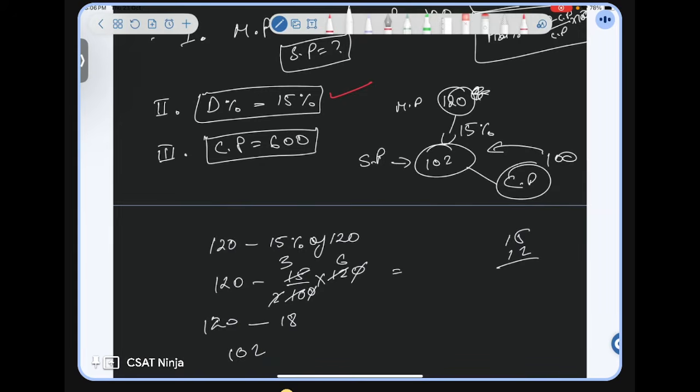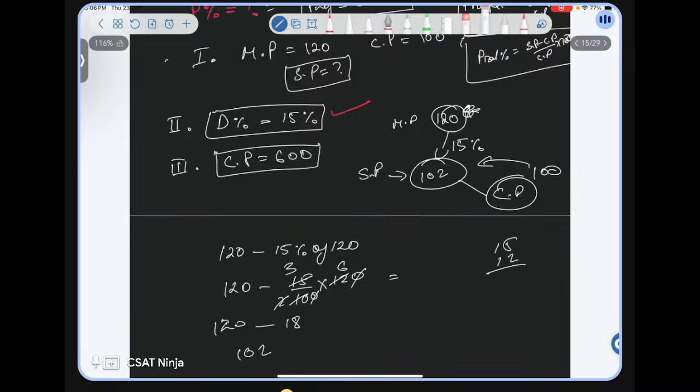Selling price is 102. So you look here, we are talking in terms of percentage. So always keep that in mind. Mark price was 120% and the selling price is 102. Cost price was 100%. So there is a profit of 2% there. So profit percentage is 2%. So that's how you find, okay?